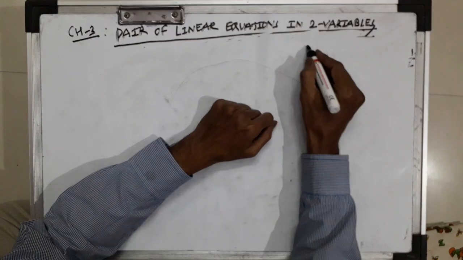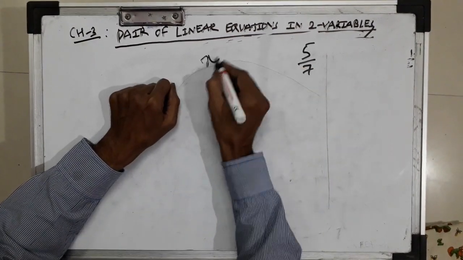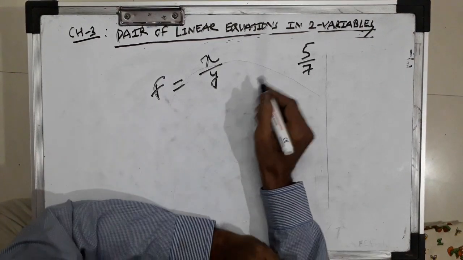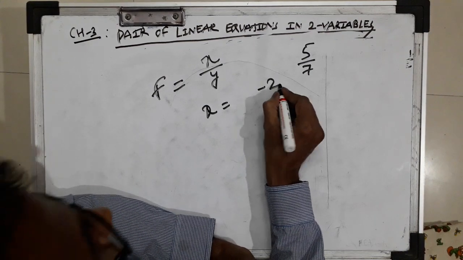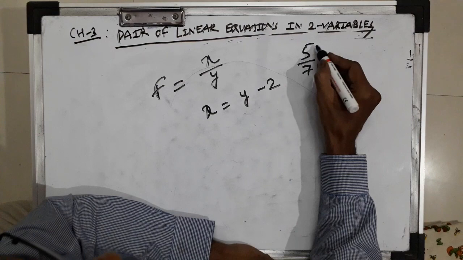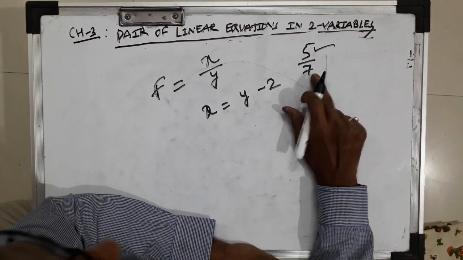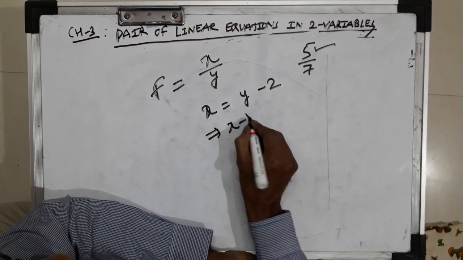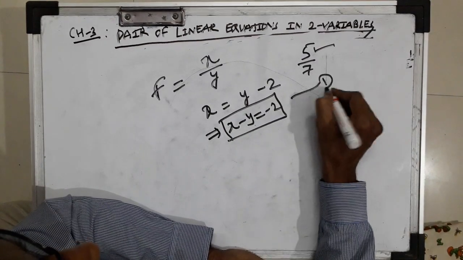Suppose the fraction is 5 by 7, right? Numerator as x, denominator as y, the fraction is x by y. The numerator is 2 less than the denominator. So x is equal to... see, this numerator is 2 less than the denominator by 2. That's why x is equal to y minus 2. After transposing, x minus y is equal to minus 2. This is the standard form. Just you can write this as equation 1.